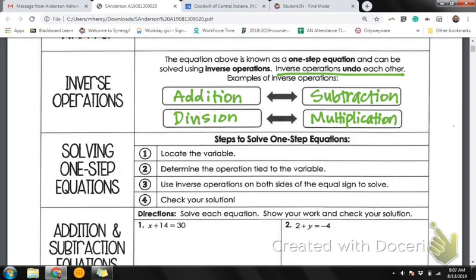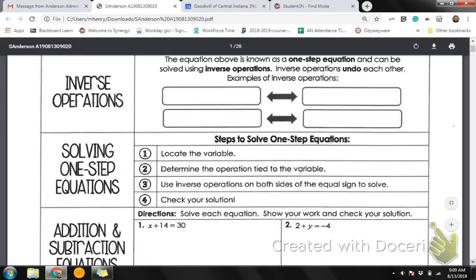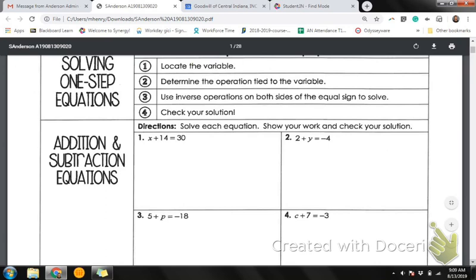Okay? So the one thing I really like about this handout is it gives you a step-by-step process. And I think for some students, it's so helpful to have a step-by-step, what do I do next? What's the first thing? What do I do next? And so on. So if we look at this step number 1, it says locate the variable. And we know what the word variable means. Okay, locate the variable and determine the operation that is tied to the variable. So when we are solving equations, the whole goal of solving equations is to get the variable by itself. So what I'd like for you to do is put a box around this x.